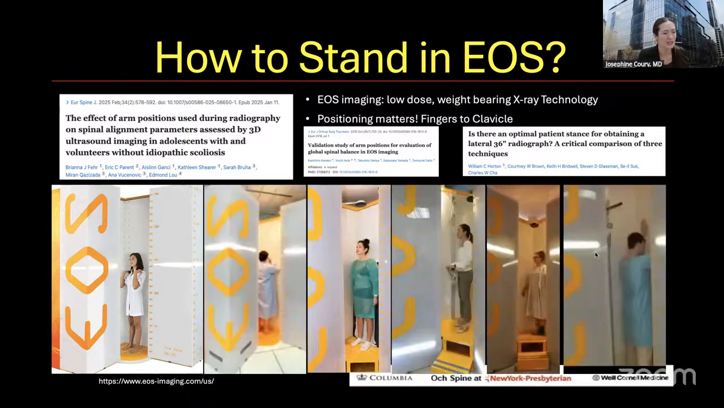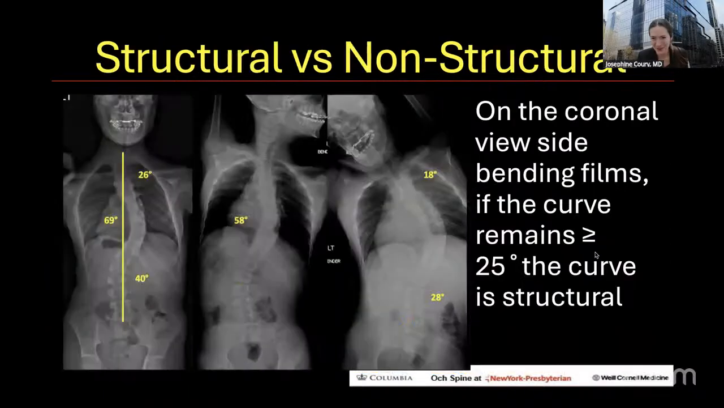But if you Google EOS image, these are some of the first 10 pictures that come up of patients in EOS machines, and none of these patients are standing correctly in the EOS machine. And of course, it's not their fault. It's just that the scrutiny of both Cobb measurements and how patients stand in an EOS machine is something that isn't always paid attention to, that it's important to, when you're planning and classifying patients, take a second look at as well. So anyway, back to the Lenke classification system.